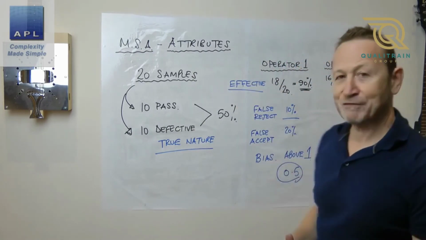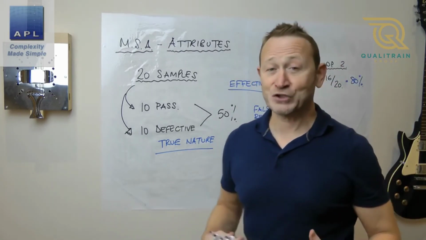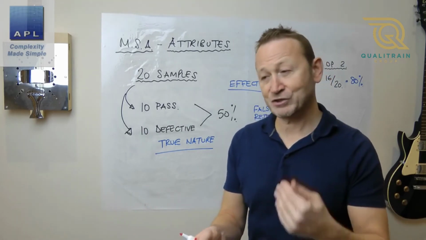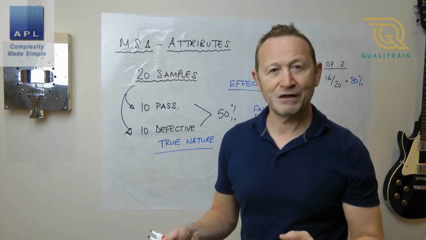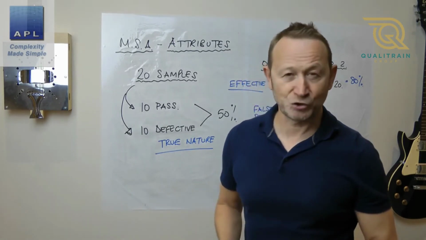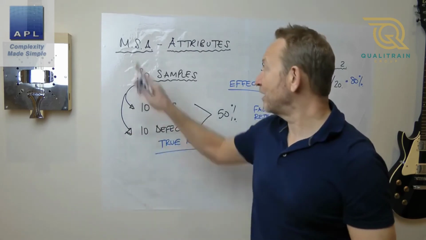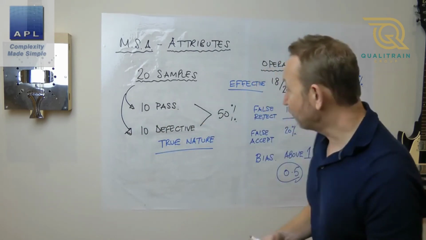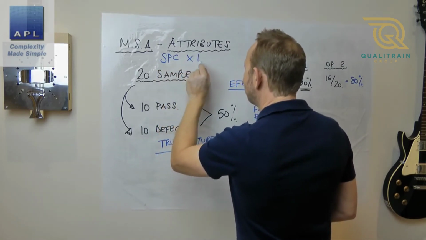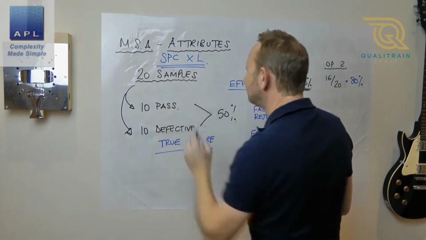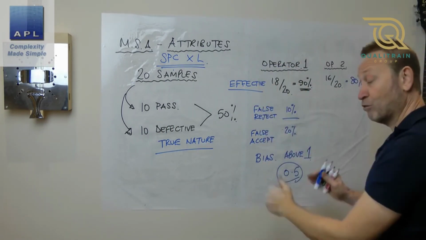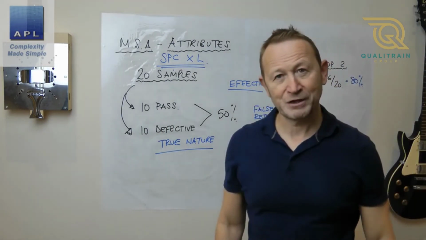There's MSA for attributes. I personally use SPC XL software to do this. If you go looking on my YouTube channel, you will find a little tutorial on how to do an MSA with attributes for SPC. SPC XL software is my software of choice, and the software basically will work out these statistics for you.